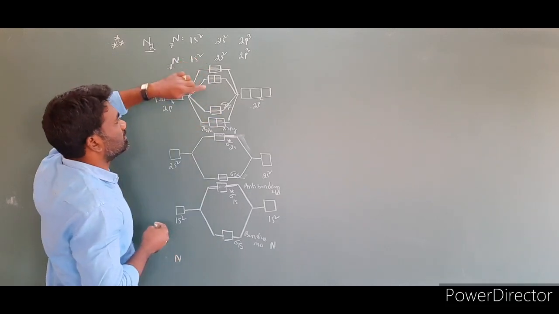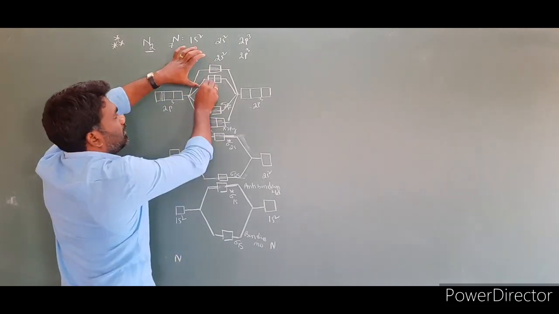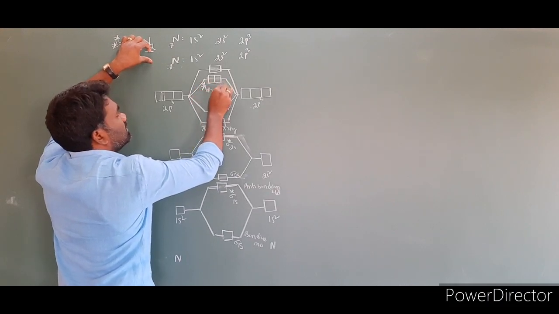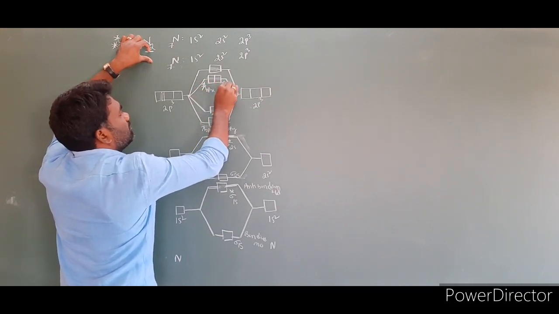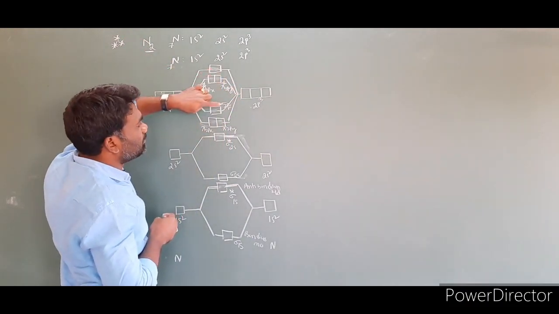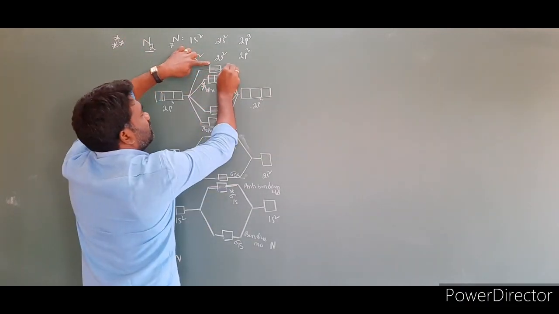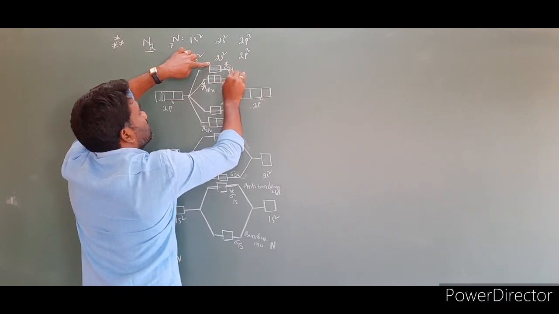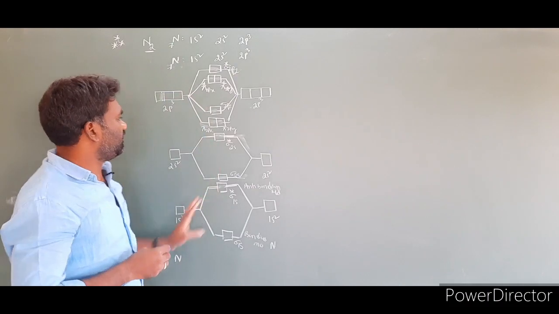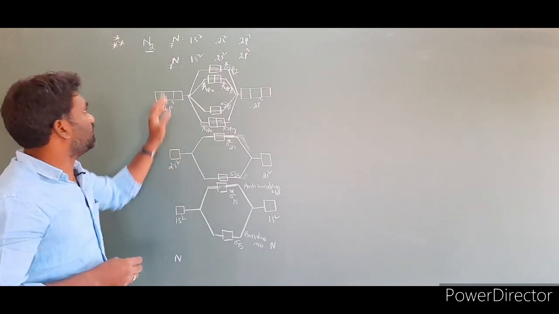Then for the anti-bonding orbitals we use pi star: pi star 2px and pi star 2py. The sigma 2pz becomes sigma star 2pz. So we have constructed the energy level diagram for the N2 molecule.